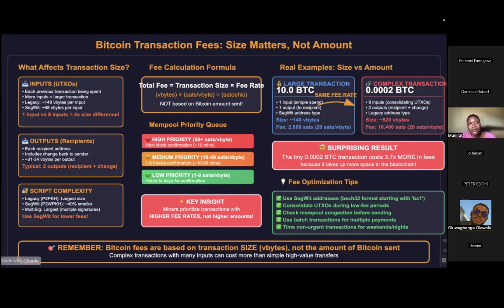So when thinking about your fee, it is better to use a SegWit address. It reduces the transaction size compared to using legacy or multi-sig. So for fee optimization tips: use a SegWit address, and consolidate UTXOs during low fee periods. Most of these things depend on how your application is meant to work.